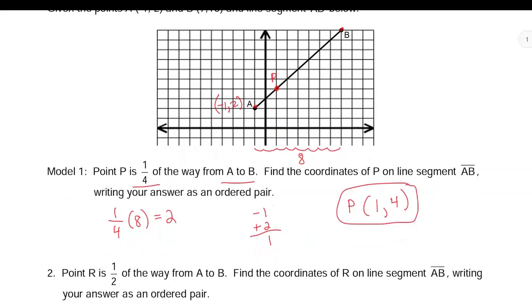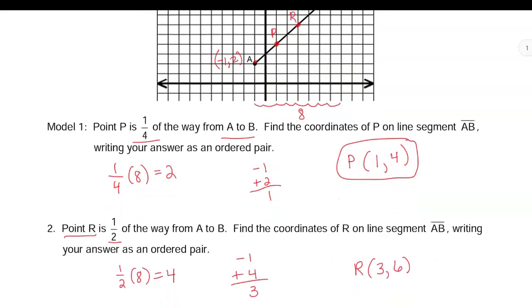To find point R, halfway from A to B, I'm going to take half of 8, which is 4, and I'll add that to A's x-coordinate. So -1 plus 4 is 3. So the coordinates of R are 3, 6. So R would be right there on the segment. And now we'll continue with number 3 and 4.